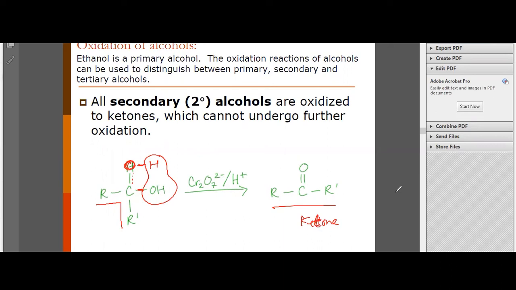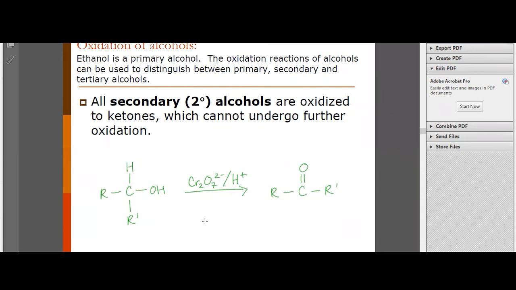Can we change the ketone to carboxylic acid with further oxidation? No. It cannot undergo further oxidation, so it stops here. But why? Since the oxygen does not meet another hydrogen. There is no carbonyl hydrogen in this C=O, as the carbon is already full. There is no hydrogen that can be attacked by the oxidizing agent. So that's why it cannot undergo further oxidation.